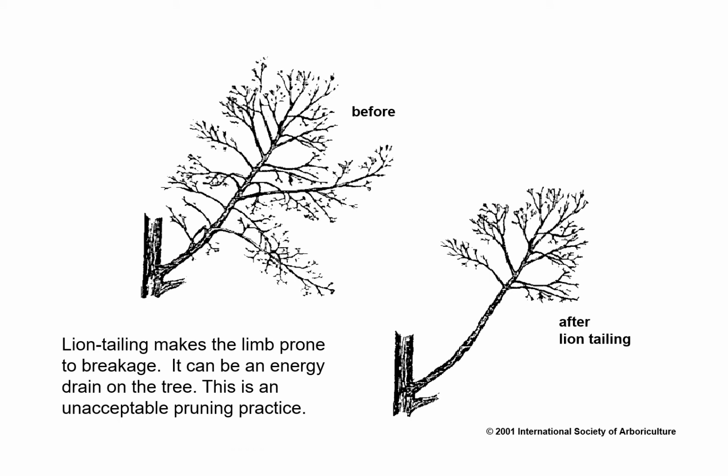Excessive removal of the laterals and foliage from the interior portion of a branch is called lion's tailing. The negative effects of lion's tailing include reduced branch taper, sunburned bark tissue, and weakened branch structure and breakage. Topping and lion's tailing are considered unacceptable practices for pruning trees.